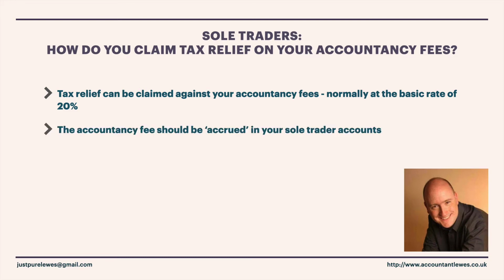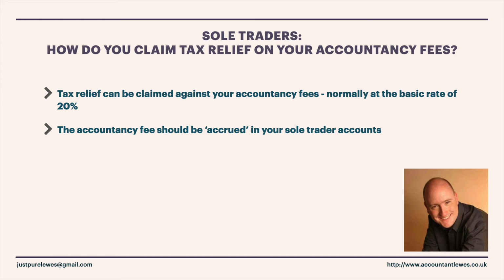Now, the accountancy fee should usually be what's called accrued in your sole trader account. So let me give you a quick example of what I mean. Let's say your accounts are for the year ending 31st of March or the 5th of April, which in most cases for a sole trader they are. Not always, but most of the time they are. So the accountancy fee should be accrued in those accounts. So it should be entered as a charge, as an expense in your accounts up to 31st of March or 5th of April, even though obviously you'll pay your accountancy fee most of the time after that date.